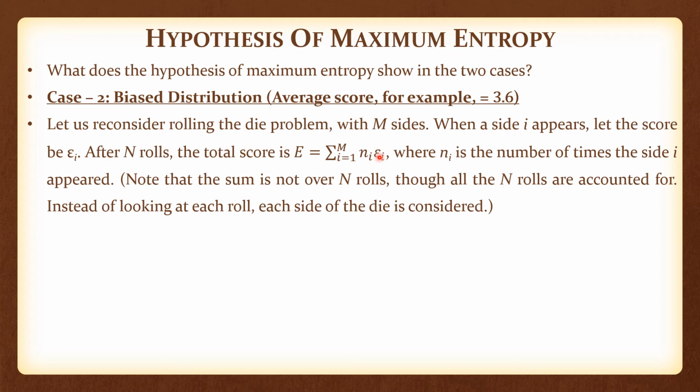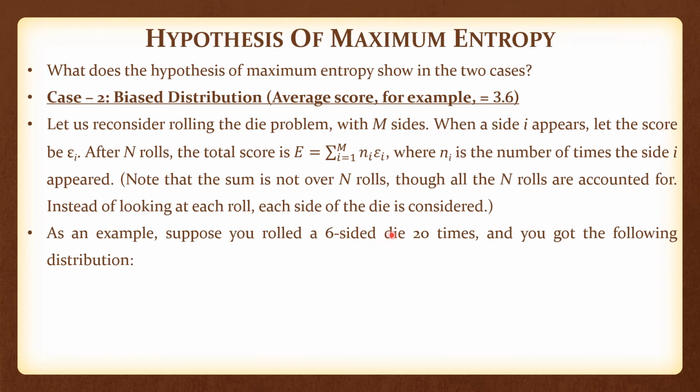So instead of adding each of the outcomes individually, now I am looking at a weighted sum. Note that the sum is not over n rolls. That would be the case if I looked at each roll: first time I got 1, second time I got 2, third time I got 4, fourth time I got 1, and I added up all of them, so that would be a sum over all the n. In this weighted sum, there are only 6 possible scores, 1, 2, 3, 4, 5, 6. So the sum is over 6, and that's why I have this extra n i, which says the number of times each side appears.